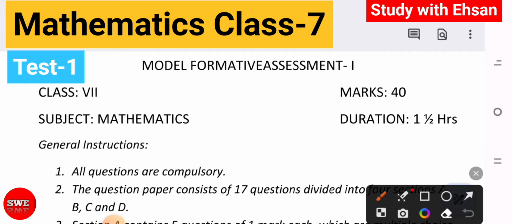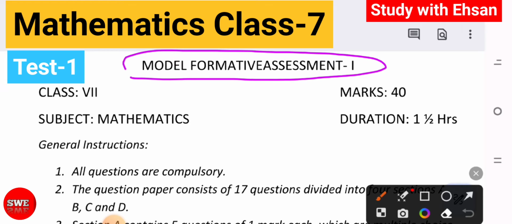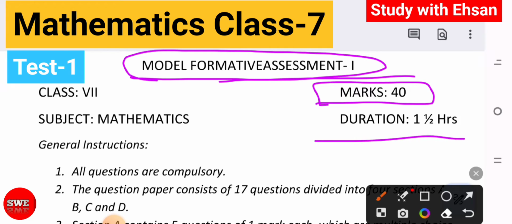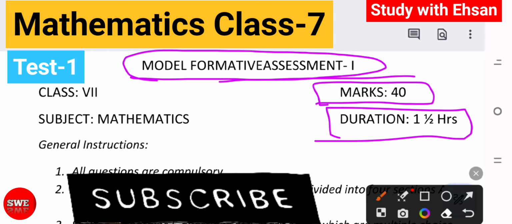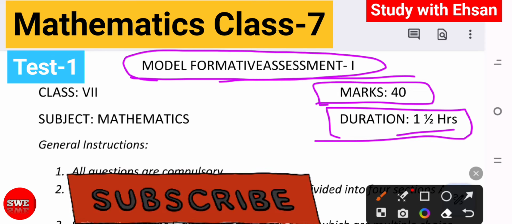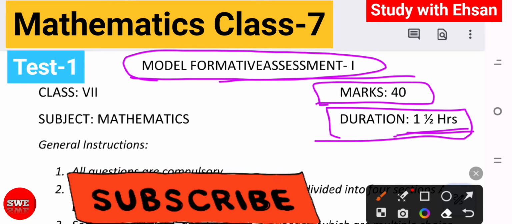So let's start. Students, it is clear from the thumbnail of the video that today we are going to attempt the first practice set of your half yearly class 7 mathematics exam. Yes, first set we are going to attempt today. You can see on the screen the question paper is of 40 marks. That is, the maximum marks is 40 and time allowed is 1.5 hours, that is 90 minutes. You have to solve all these questions given in this practice set in not more than 90 minutes.